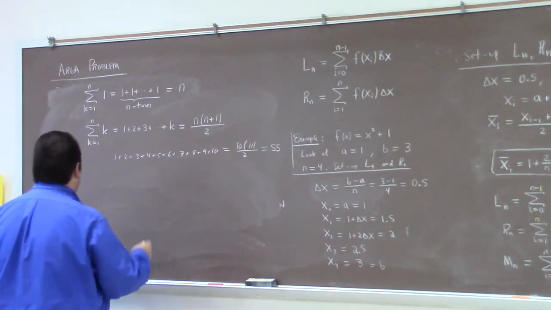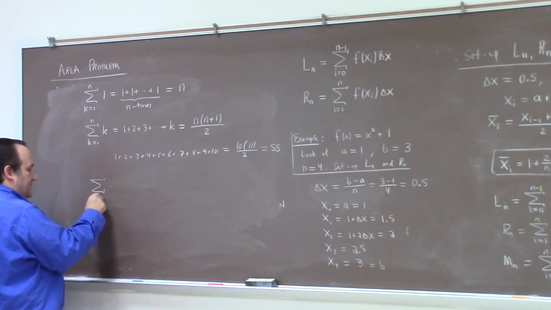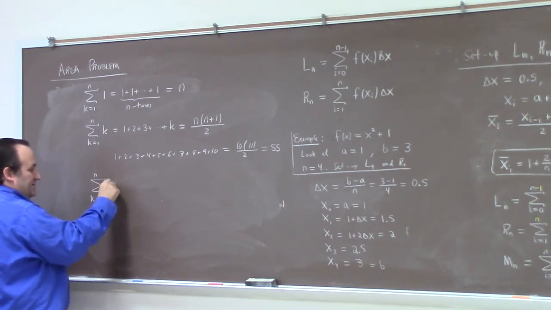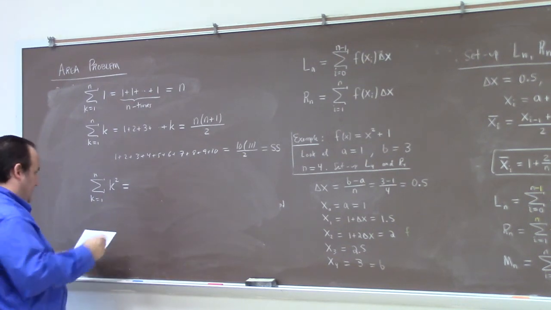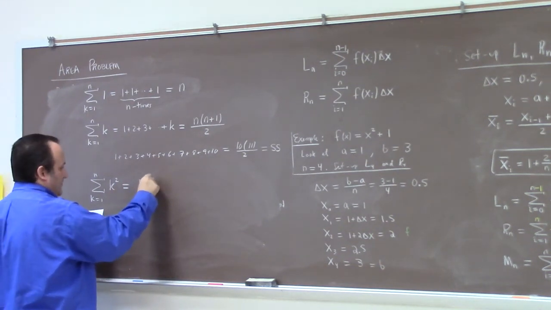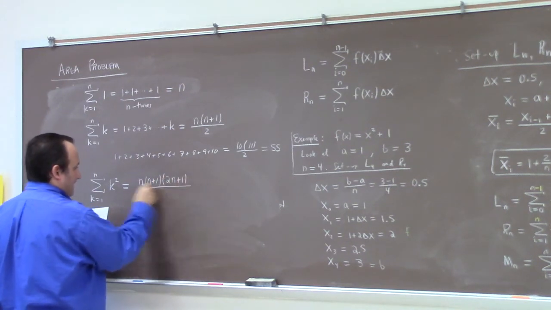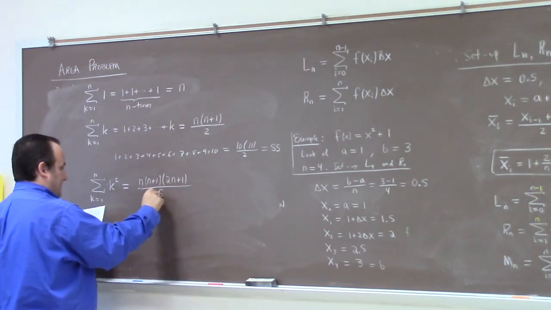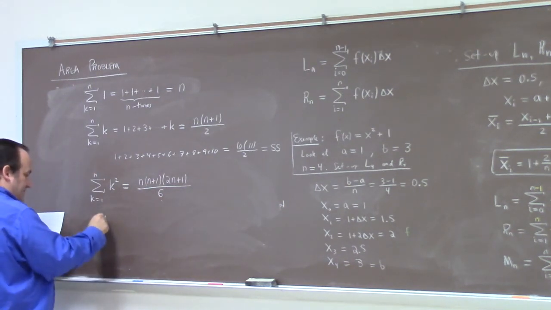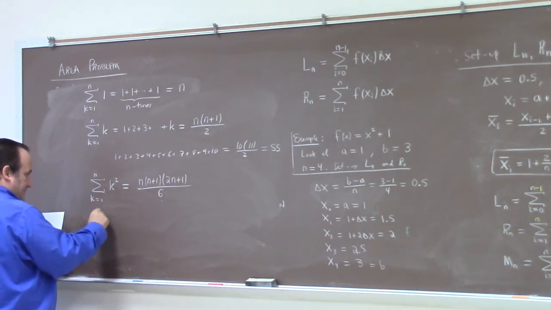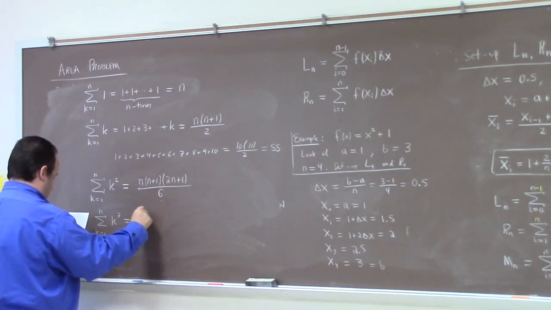What is even less obvious is the following one. The sum k equals 1 to n of k squared turns out to be n times n plus 1 times 2n plus 1, divided by 6. And there is even a formula for k cubed. I'm sure there's one for k to the 4th as well, which I don't have in my notes.